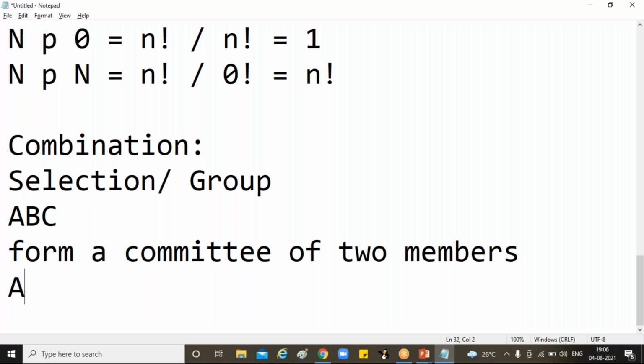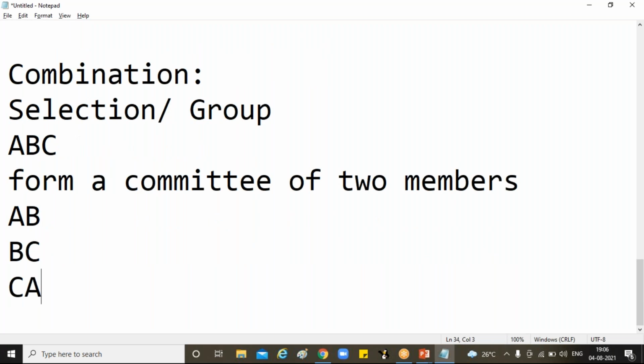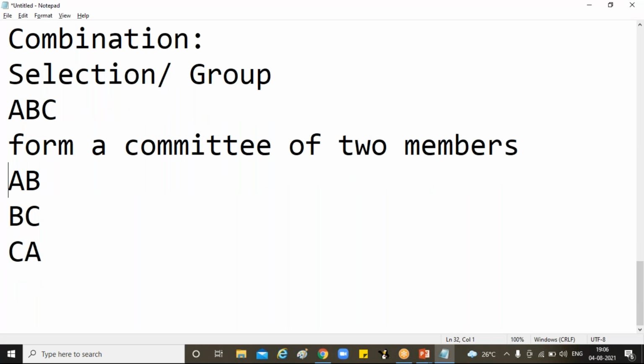Sir, AB, BC, CA, AB AC. Yeah, one minute, ma. We have to select the people. AB is one selection. BC is one more selection. CA is one more selection. Any other? AC, sir. If I want to select Sahiti and Tarun, or if I want to select Tarun and Sahiti, both the meanings are same or different?